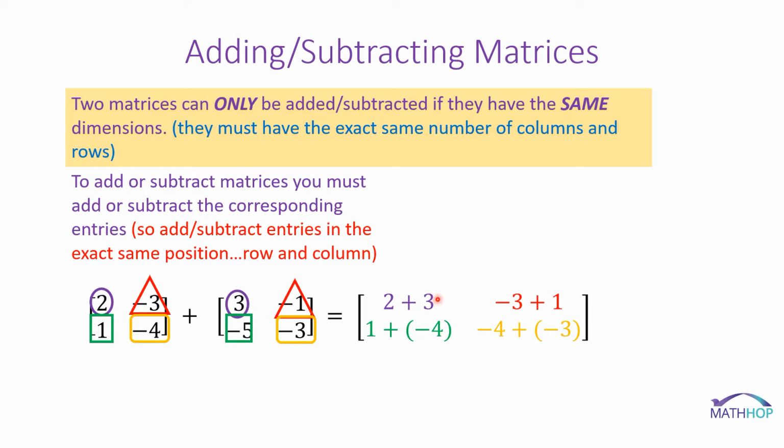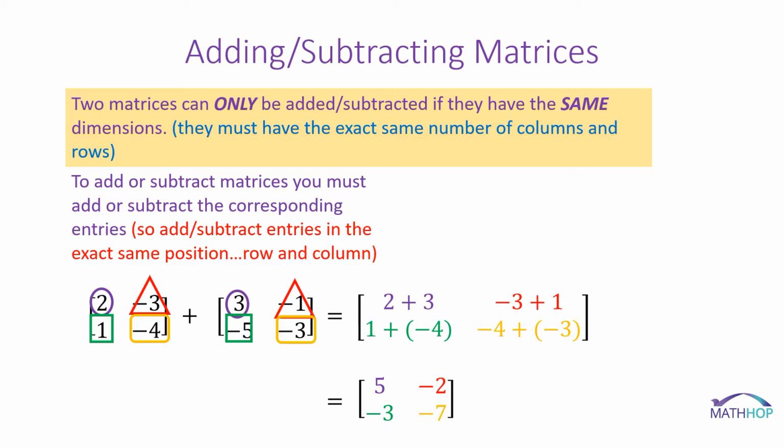Because I added row 1, column 1 to row 1, column 1, the sum goes in, guess what? Row 1, column 1. Pretty intuitive. Row 1, column 2 gets added to row 1, column 2. The sum is placed, guess where? Row 1, column 2 of the sum matrix. If we add all these together, we get 5, -2, -3, -7, as long as I didn't make a calculation error anywhere in there, and it looks like I did not.